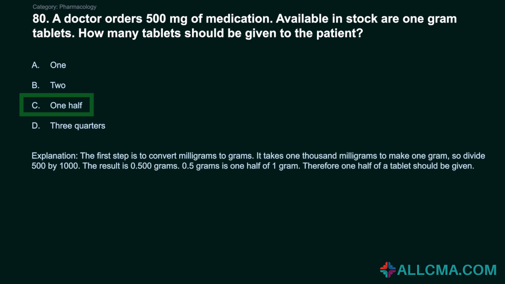1/2. The first step is to convert milligrams to grams. It takes 1,000 milligrams to make 1 gram, so divide 500 by 1,000. The result is 0.500 grams. 0.5 grams is 1/2 of 1 gram. Therefore 1/2 of a tablet should be given.